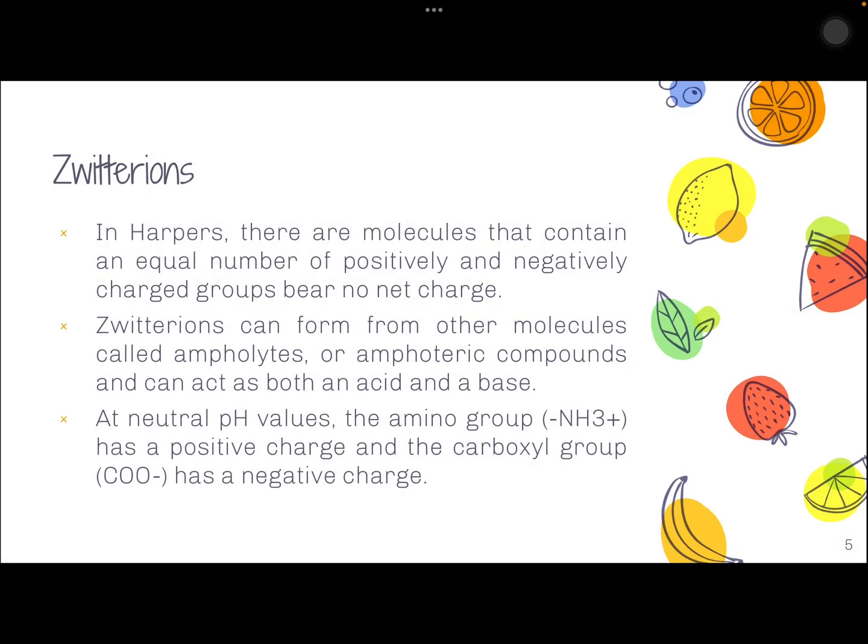To easily demonstrate what I mean, we have the term Zwitter ions. In Harper's, these are molecules that contain an equal number of positively and negatively charged groups, which bear no net charge in totality, because your positive charges and your negative charges negate each other, therefore causing a zero net charge. Zwitter ions can form from molecules called ampholytes or amphoteric compounds and can act as both an acid and a base.